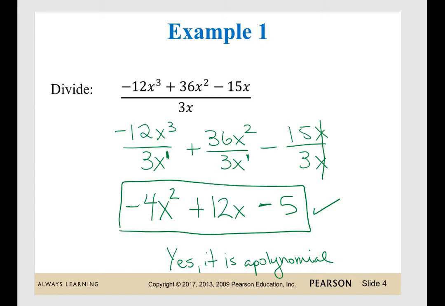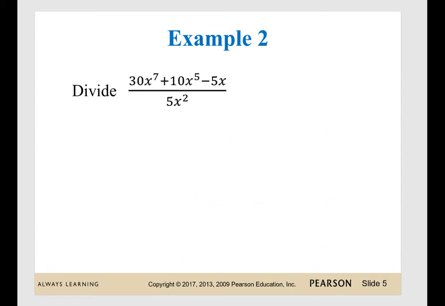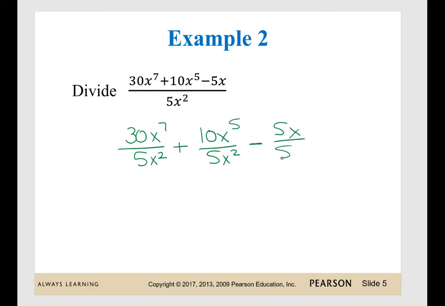This is what I would call the utopian example, where everything comes out perfect and beautiful. We like these, but there are going to be times that they don't come out pretty and beautiful, so we really need to do a couple of examples of those. Here's an example. It looks very much the same. We're going to treat it exactly the same as we did the last one. We take each of these terms in the numerator and divide them separately by the denominator. So 30 x to the 7th divided by 5x squared. Then the next term, 10x to the 5th, divided by 5x squared. And then bring down the sign and do the last term divided by 5x squared.